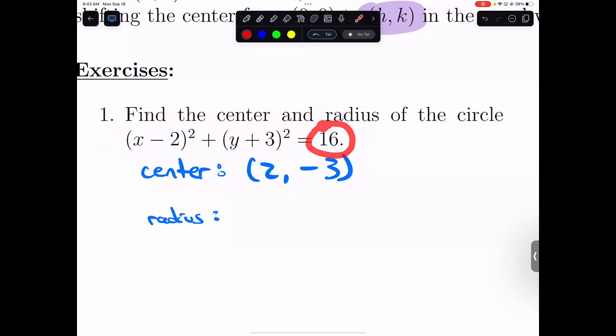This is c squared, or r squared. So the radius would be the square root of 16, which is 4. So that's a circle with center at (2, -3) and radius 4.